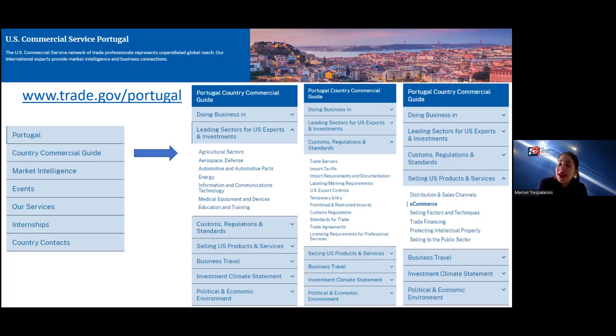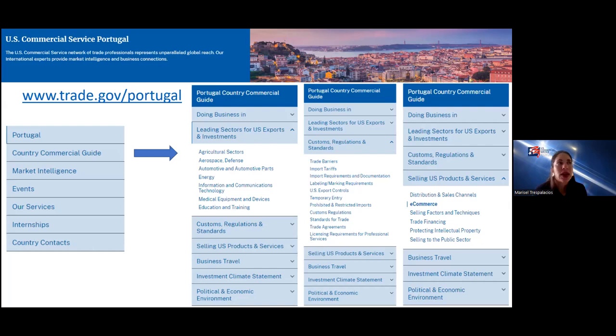So if you're in any of these sectors, it might be worth it, right? Exploring the data that's in there and why it's important for US companies in this specific market. We also have information on customs regulations and standards for Portugal, trade barriers, import tariffs, import requirements and documentation.